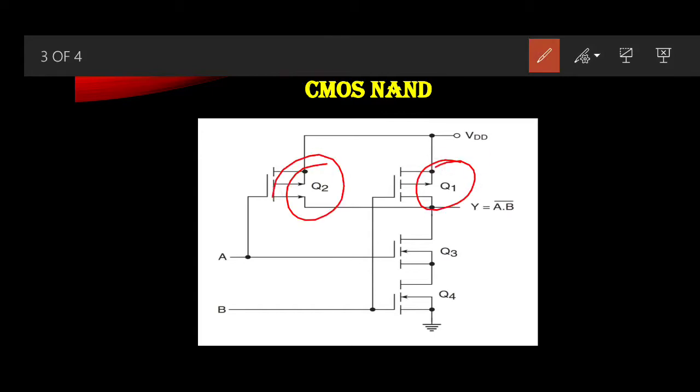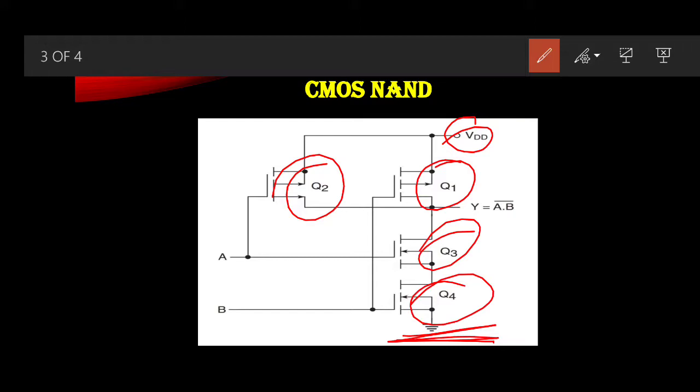These are the P channel MOSFETs, which you can identify by the arrow, and they are connected in parallel between VDD and the output terminal. And the 2 N channel MOSFETs, that is Q3 and Q4, are connected in series between the ground and the output terminal. I will tell you how the circuit operates.